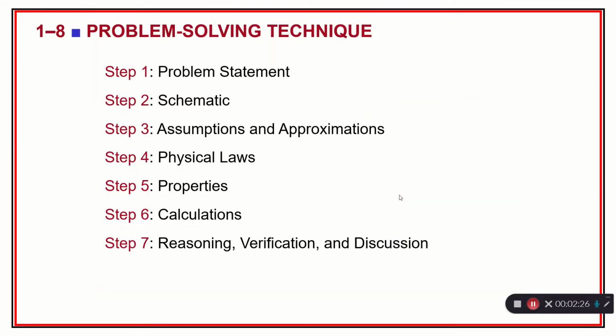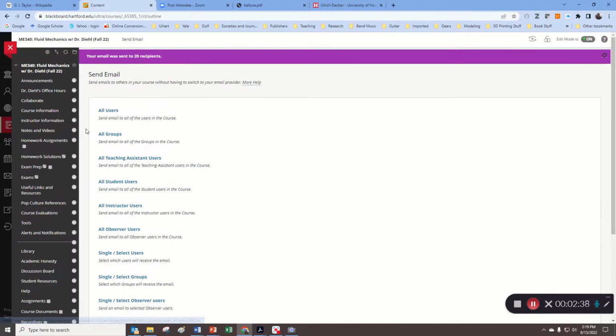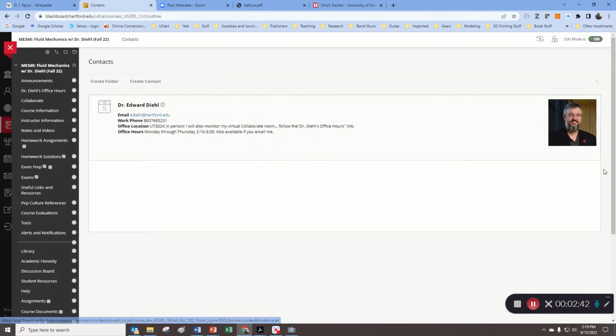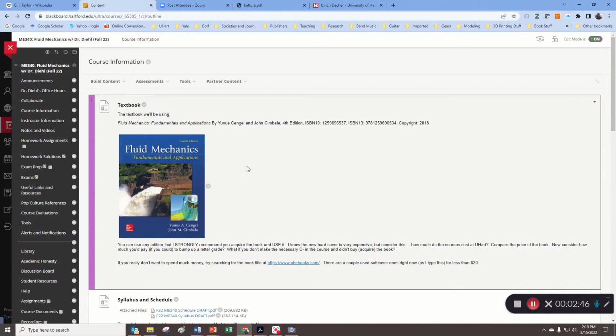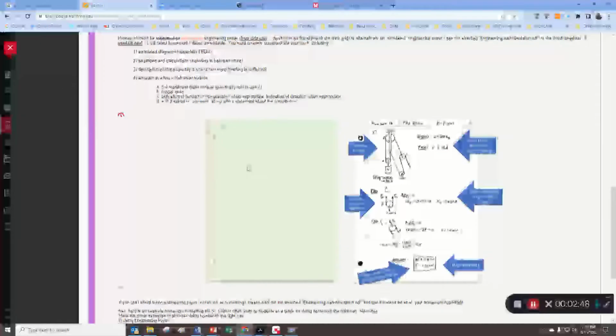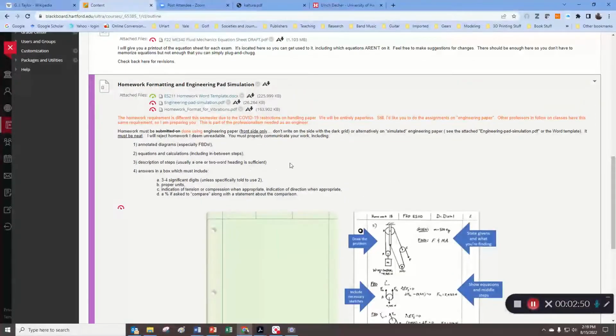So I want to mention they have a section in here on problem solving technique, and they're quite formal in what they're putting through here, but I want to instead go to course information. There's my picture right there. I want to come down and talk about my requirements for homework.